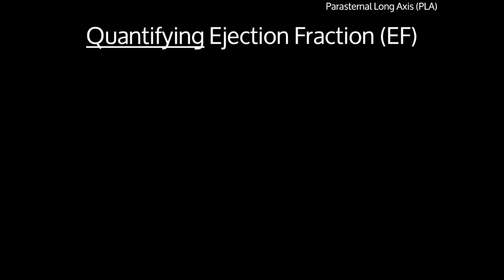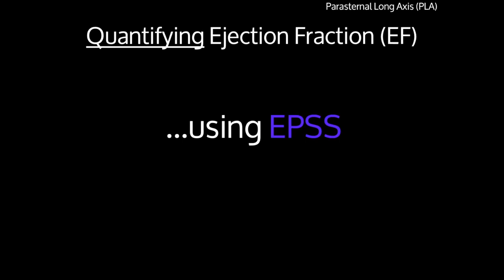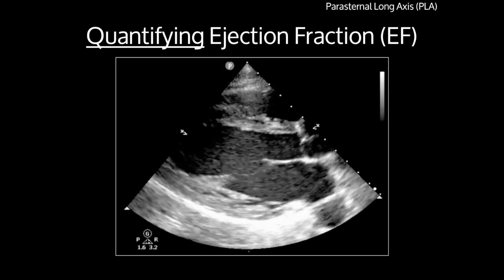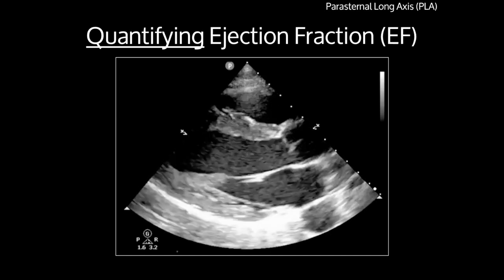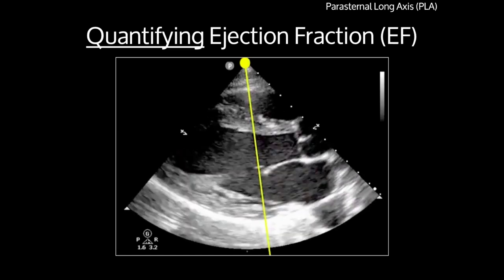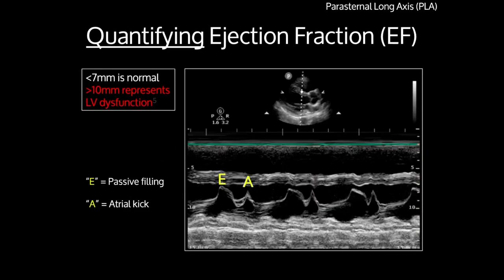If you want to quantitatively measure the ejection fraction and not exactly eyeball it, you can do so using EPSS, or E-point septal separation. This is a heart in the parasternal long axis view. If we want to use EPSS, we just throw down an M-mode spike at the tip of the anterior mitral valve leaflet. You can freeze the image and this is what you will see. The thicker white line represents the interventricular septum, and the squiggly wavy lines beneath that represent the motion of the anterior mitral valve leaflet.